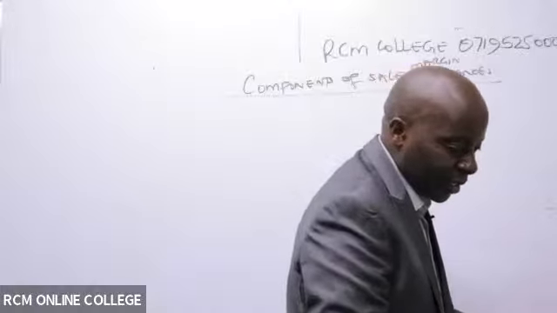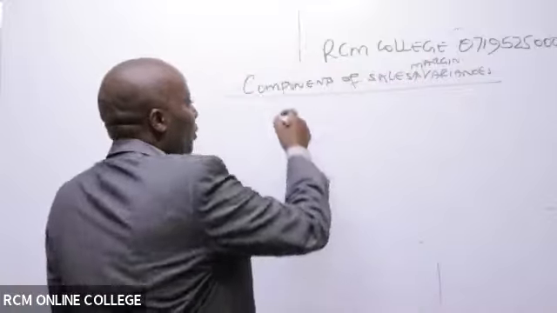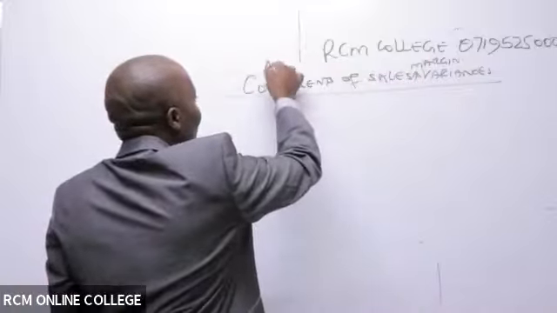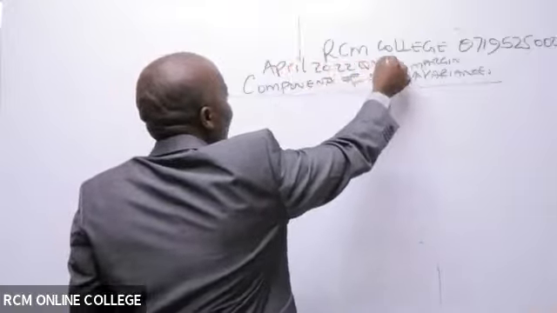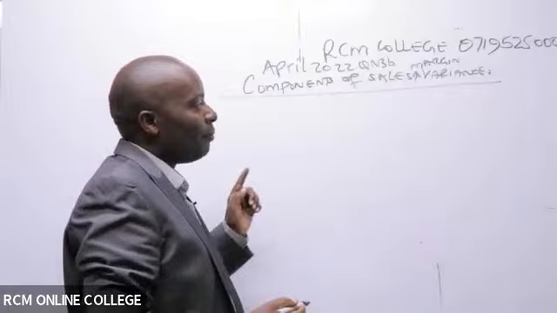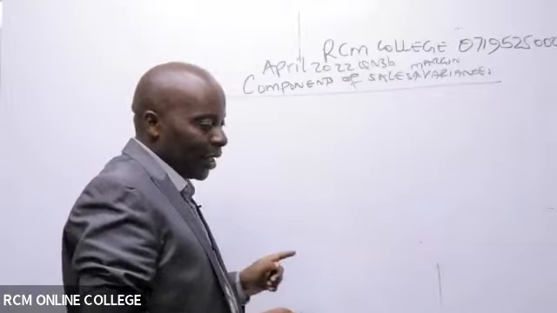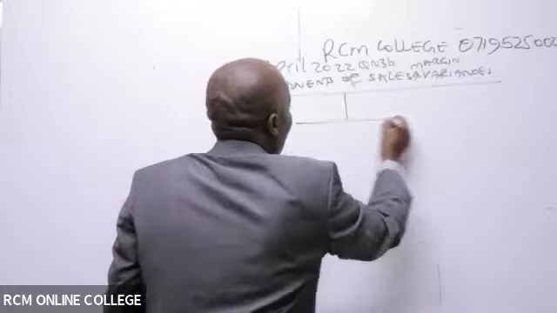April 2022, question number 3B. So we have here components of the sales margin variances. Generally, these are divided into two. Can just draw like that.